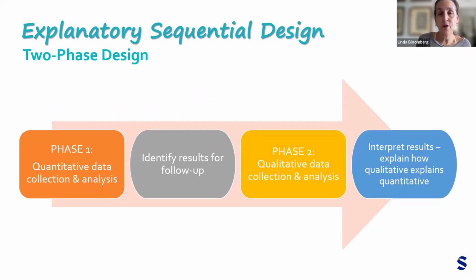Then we have the third design. So remember, the first one was the sequential. The second one was the embedded. Now we have the explanatory sequential, which is a two-phase design. In phase one, quantitative data collection and analysis occurs. The researcher identifies results for follow-up. And then in phase two, qualitative data collection and analysis occurs. And then the researcher has to interpret the results in terms of both qualitative and quantitative perspectives. So you can see that this is a two-phase study, which is basically like two separate studies in one, phase one and then phase two. So this is the explanatory sequential.